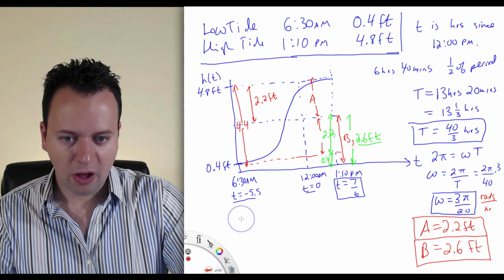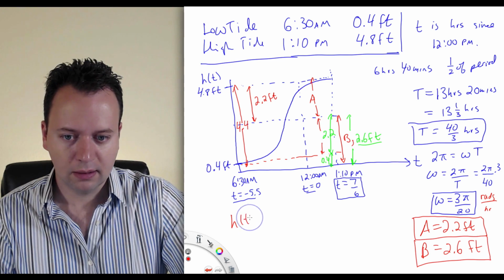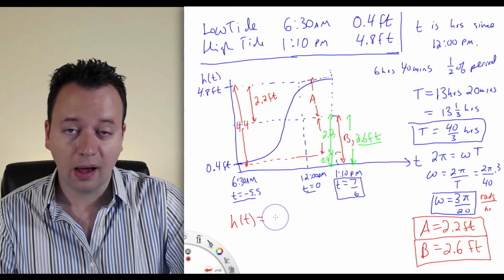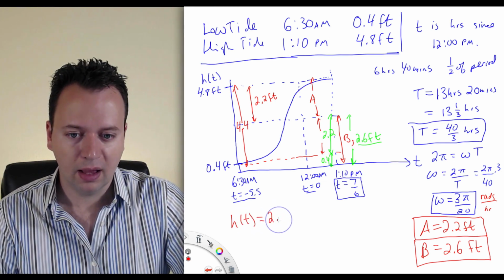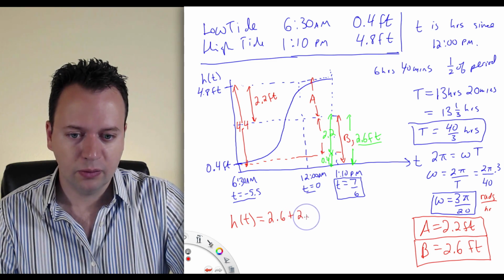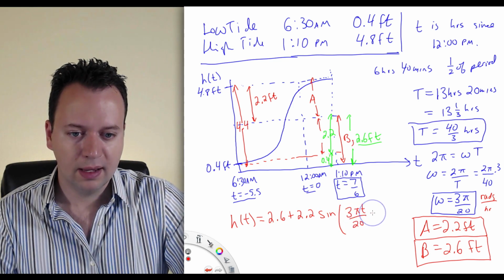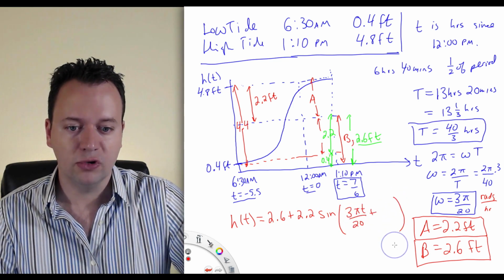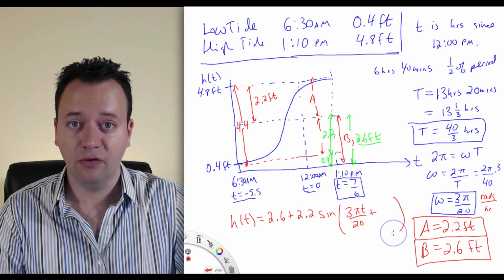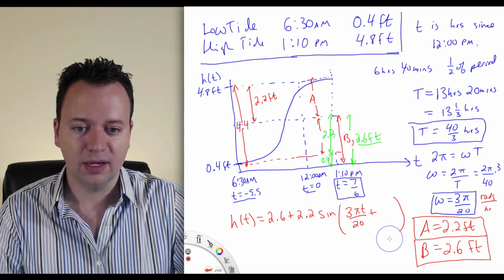So we have this almost entirely solved. The height of the water level is going to be the midline plus 2.2 sine 3 pi t over 20, and then plus some shift. So we just need the phase shift. That's the final piece.